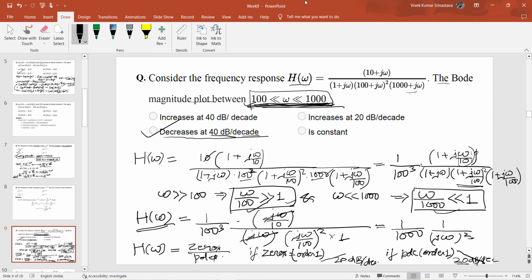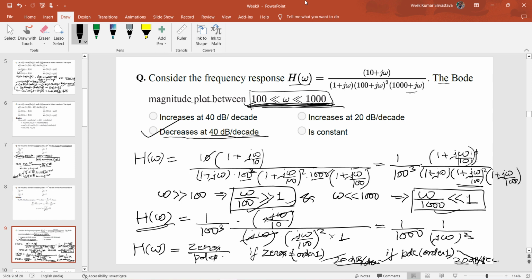So we have to remember the fact of 20 dB per decade decrease with every order. Yes, yes. So you have to check whether poles are there, whether zeros are there, and on the basis of that you have to evaluate the slope, by which factor it is varying.